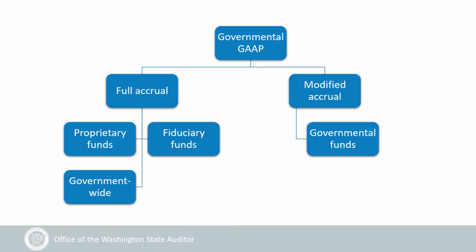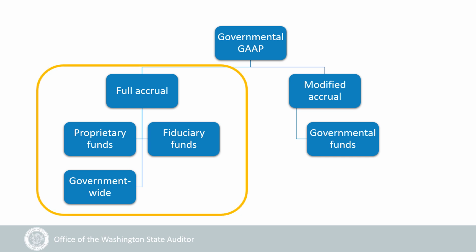Under governmental GAAP accounting, there are 2 ways that accounting is done. The first is full accrual, which is really similar to the normal accrual accounting. This is the accounting used in proprietary and fiduciary fund statements. It's also how the government-wide financial statements are prepared. This is the basis of accounting that this training will focus on.